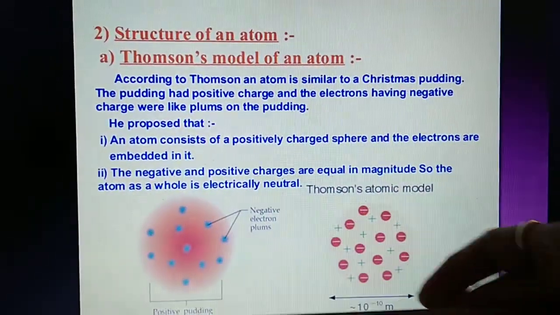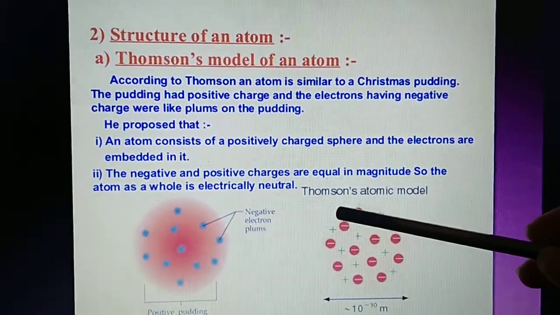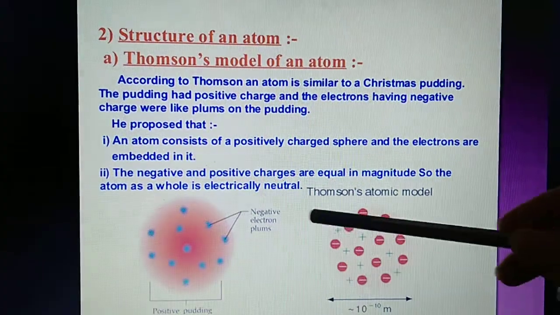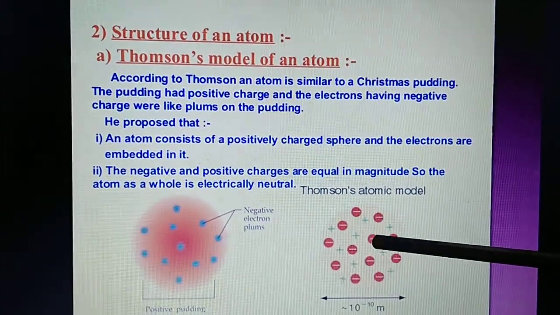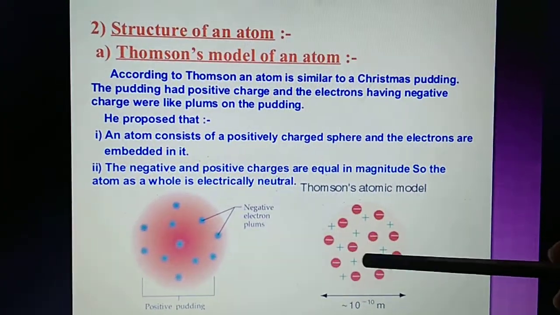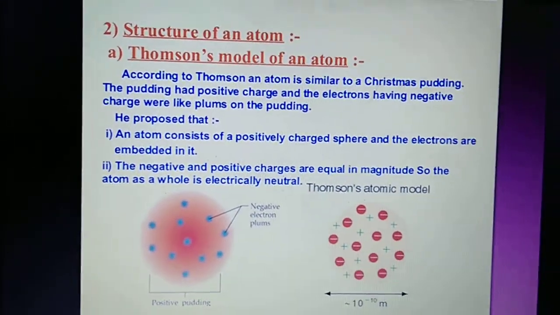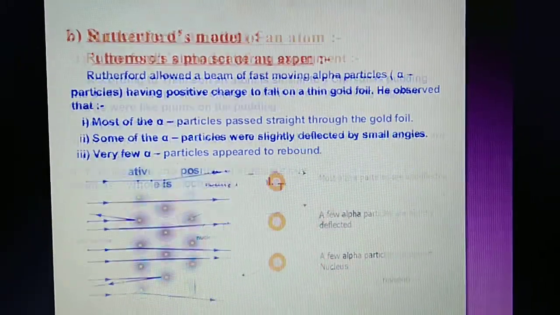So according to the Thomson model of an atom, it consists of a positively charged sphere in which the negatively charged electrons are embedded. This is called the Thomson model of an atom.